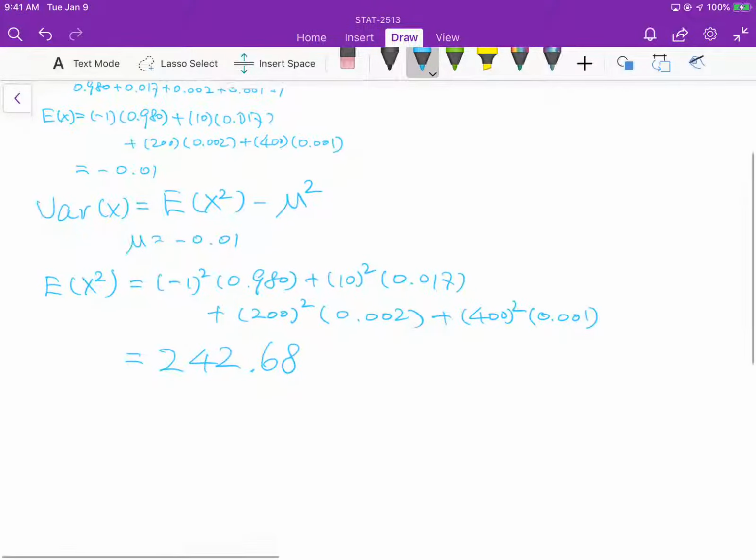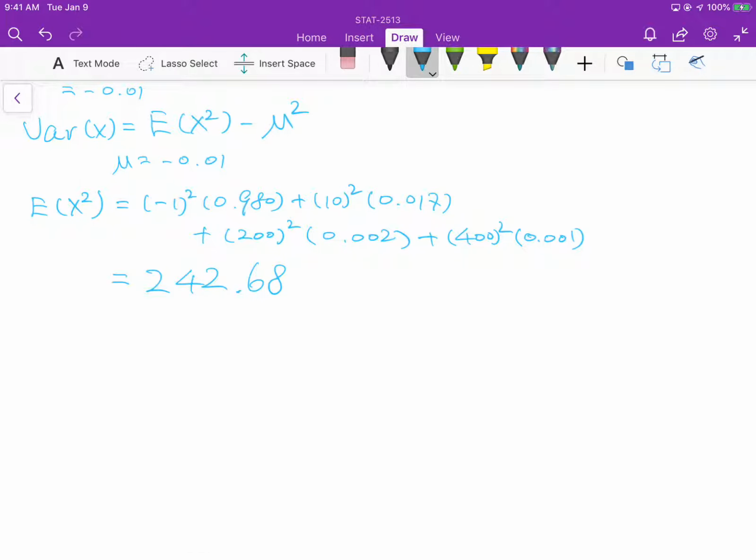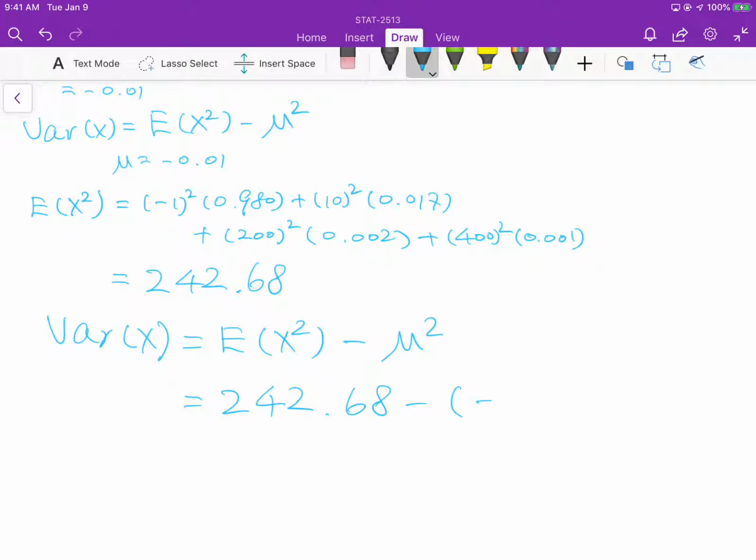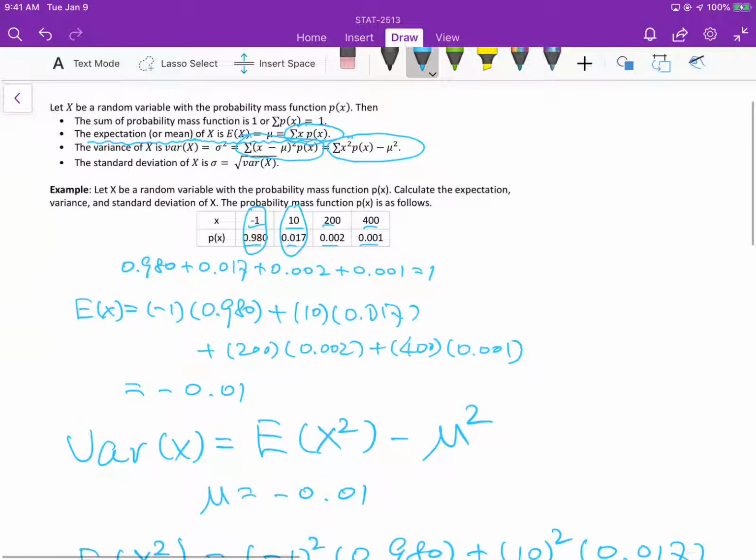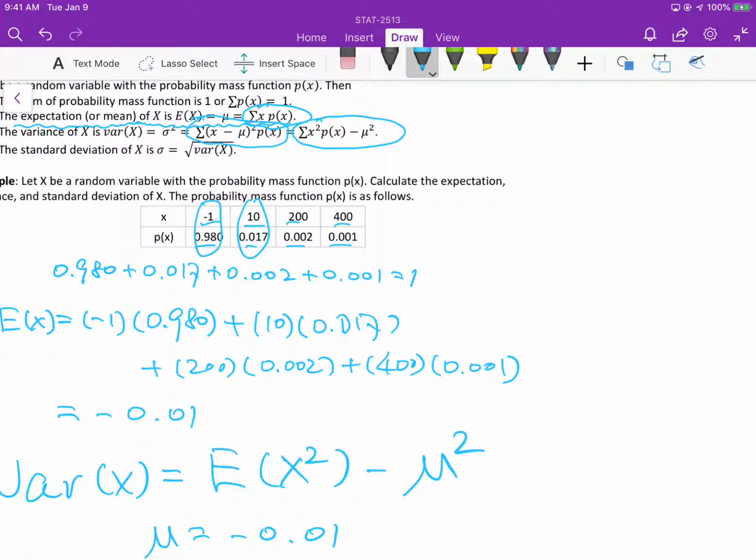The value will be 242.68. So then the variance of x is the expectation of x squared minus mu squared. So basically 242.68 minus negative 0.01 squared, and you do the math. The value will be 242.6799.